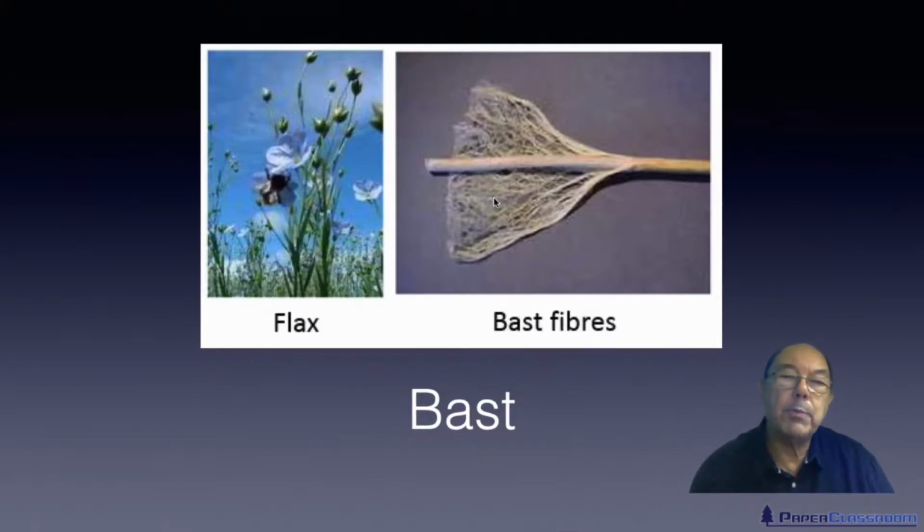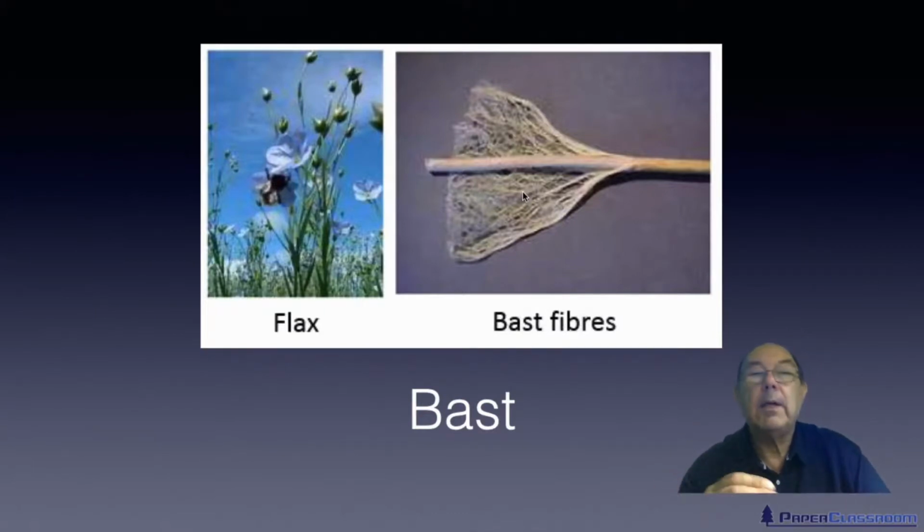But underneath the bark and wrapped around this pithy centre is all this fibrous material. And that layer between the bark and the pithy centre is what we call the bast. And that's where all the useful fibres are.